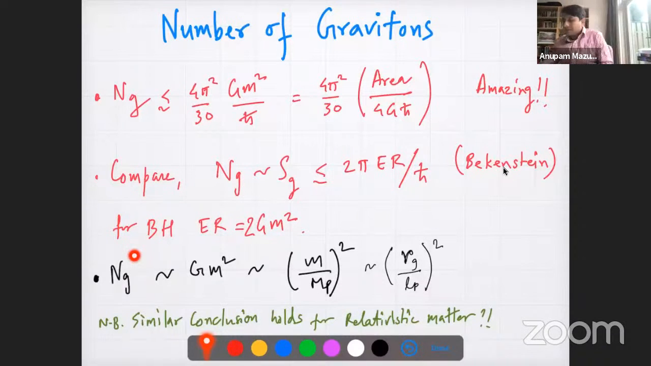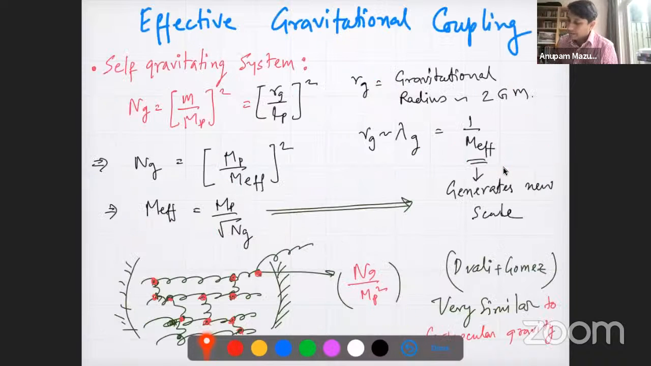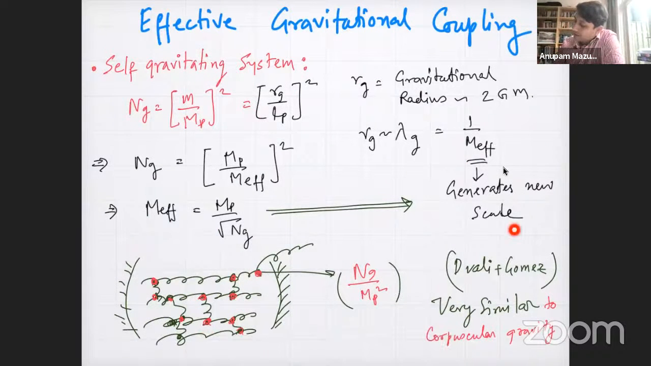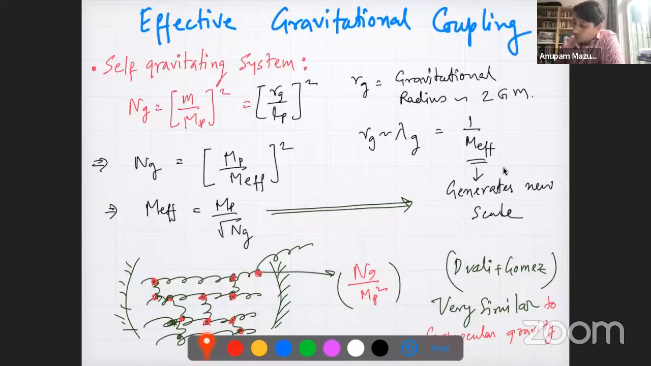Now, the number of gravitons, let's forget these coefficients. These are not very important for argument's sake. It's nothing but proportional to GM squared, nothing but M over M_Planck squared, the ratio between your gravitational radius and your Planck scale. And the same, as I said, will hold for relativistic matter as well. Now, this case becomes very similar to what Gia has been talking about. Dvali and Gomez have been talking for a long, long time now about corpuscular gravity. So we have actually derived corpuscular gravity in some sense: in the presence of a large occupation number of gravitons, what happens is that the effective coupling.